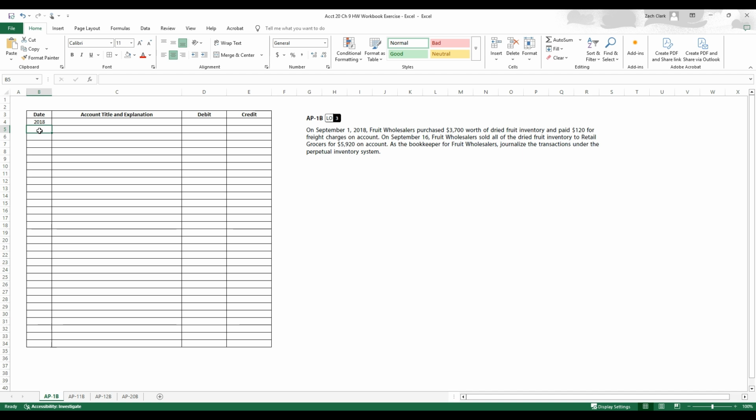Okay, so on 9/1, September 1st, we purchased this fruit. So we're going to increase our merchandise inventory asset account, and so a debit to increase that. And then it says we bought it.